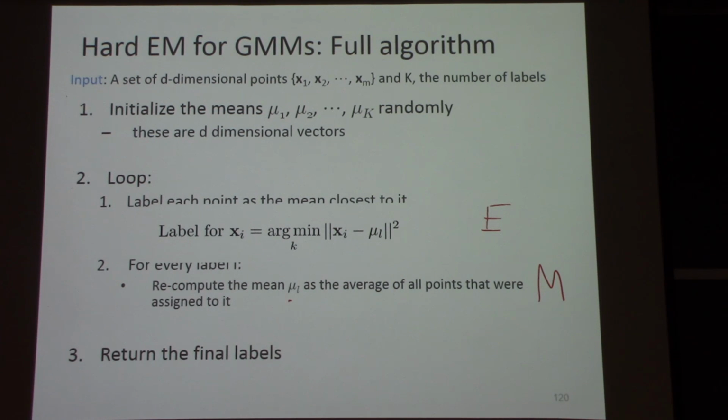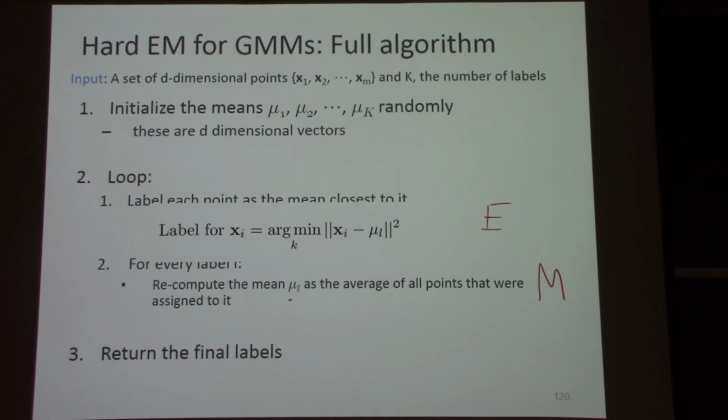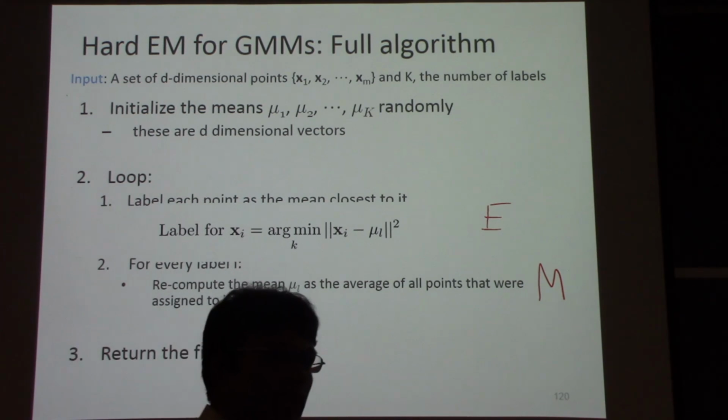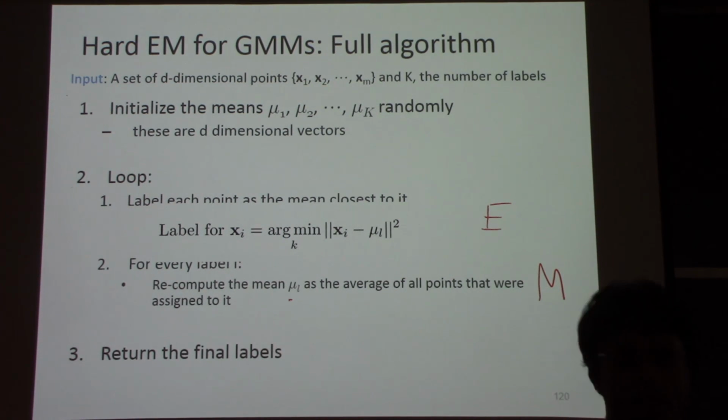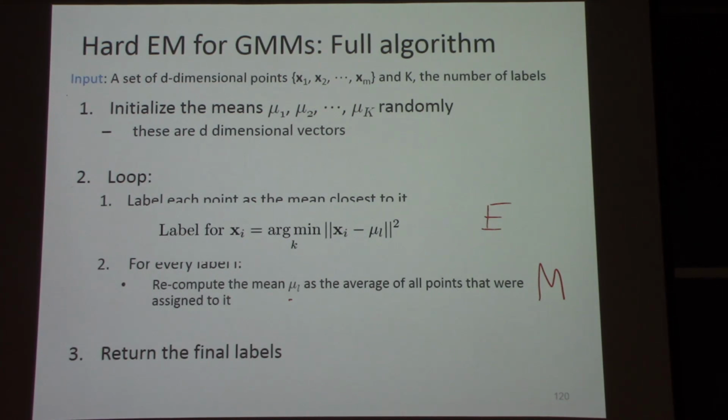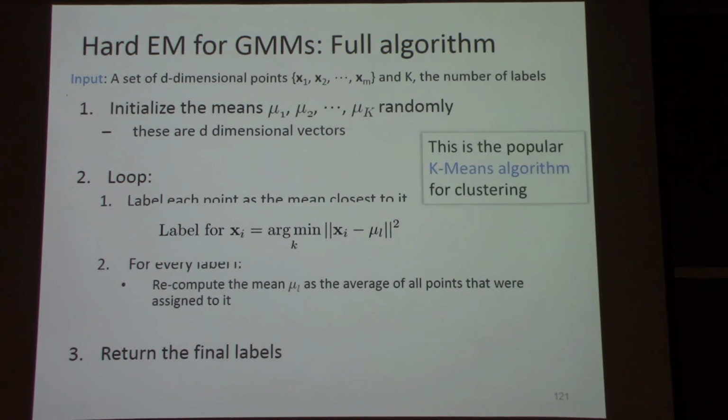Is this algorithm okay? Does this intuitively make sense? How many people have implemented this algorithm before? What is this? This is the k-means clustering algorithm. How many people have heard of k-means before? Way more. It turns out k-means is actually an instance of hard EM where you use Gaussian mixture models with uniform priors and constant standard deviations. A lot of assumptions packed in. So this is your k-means clustering algorithm.